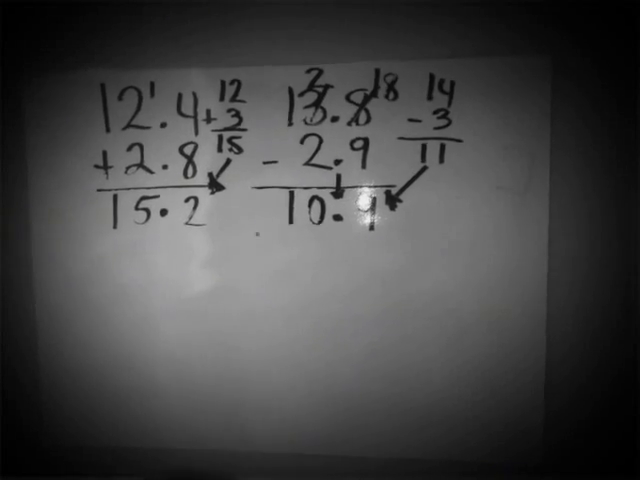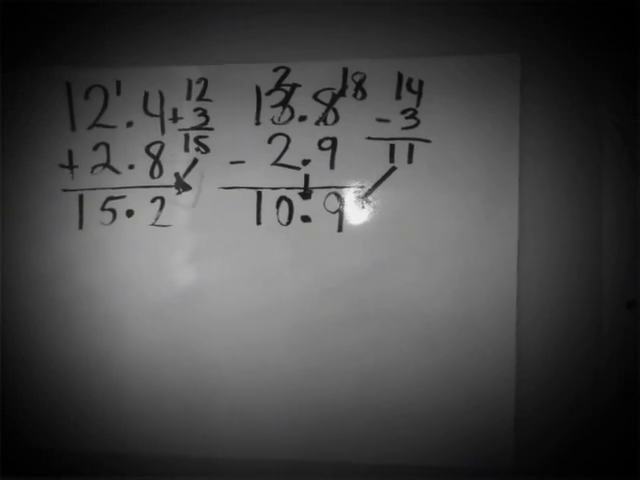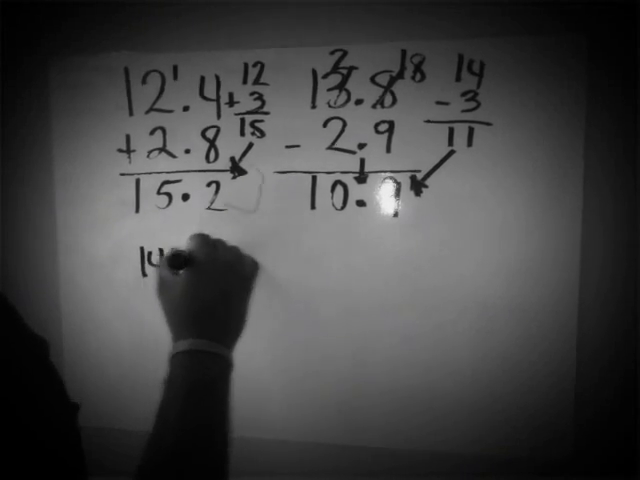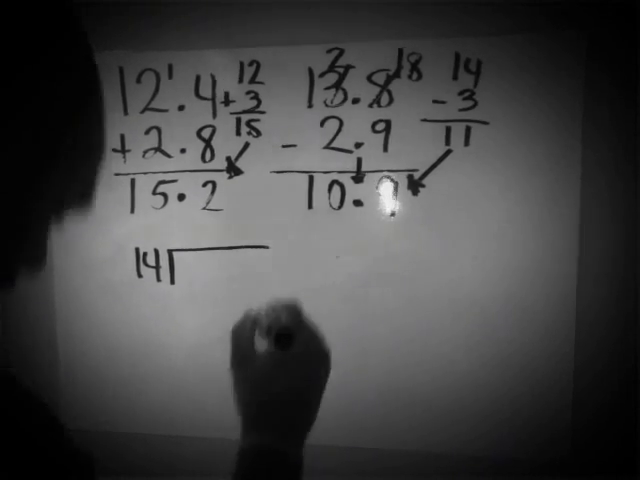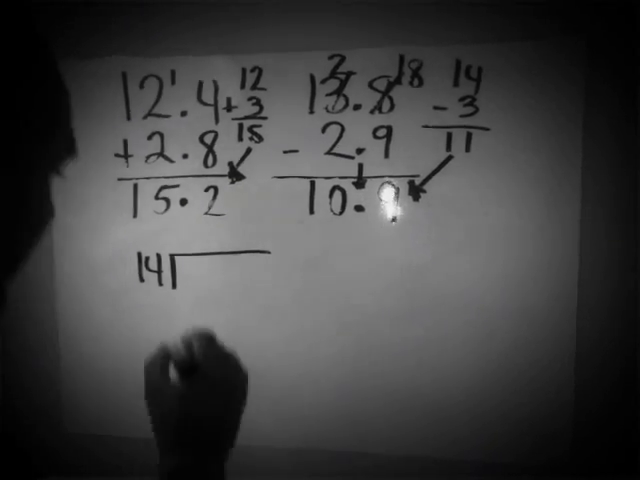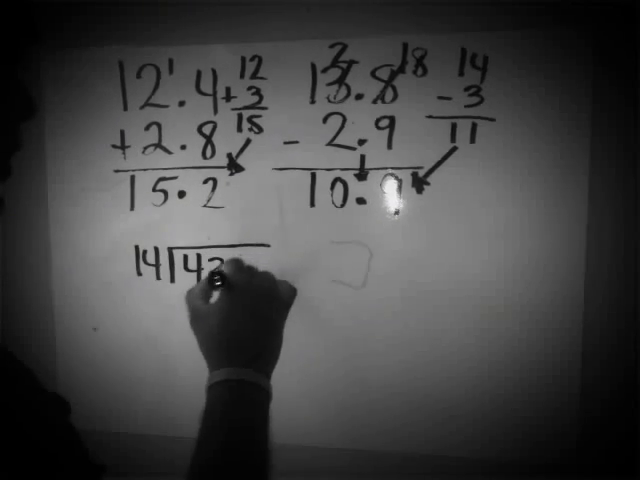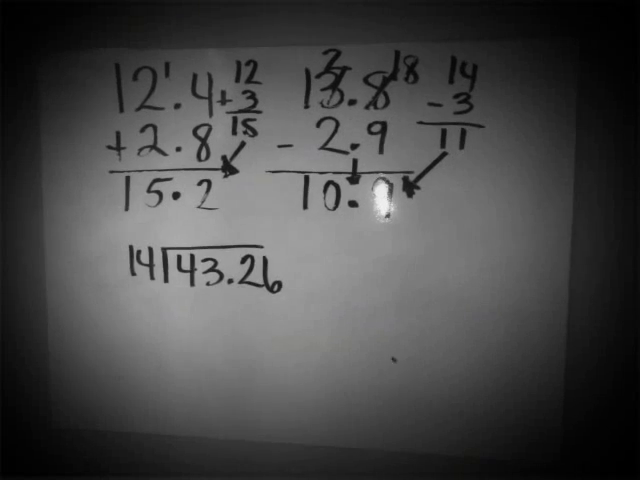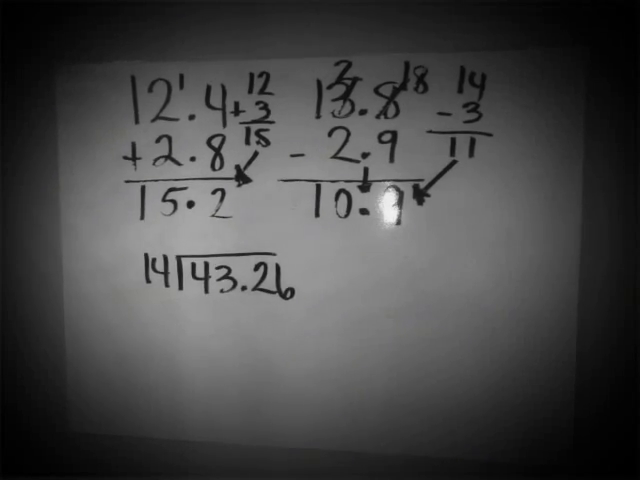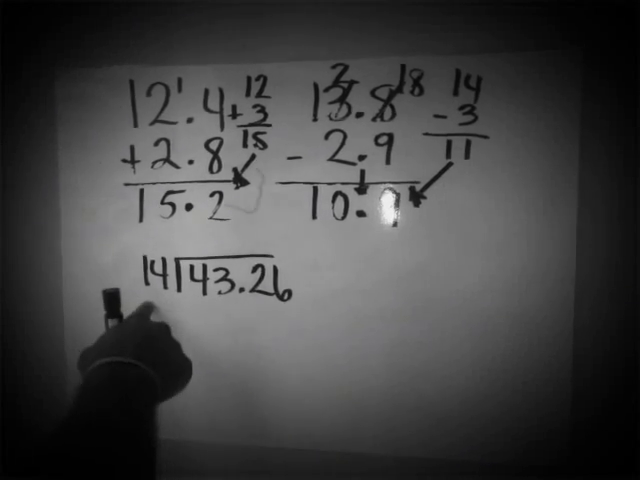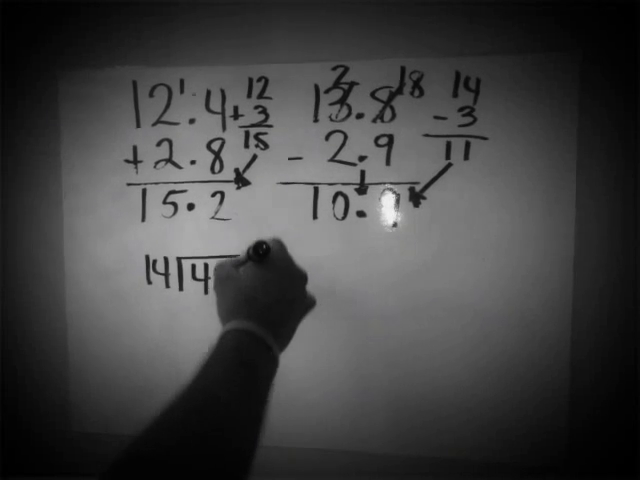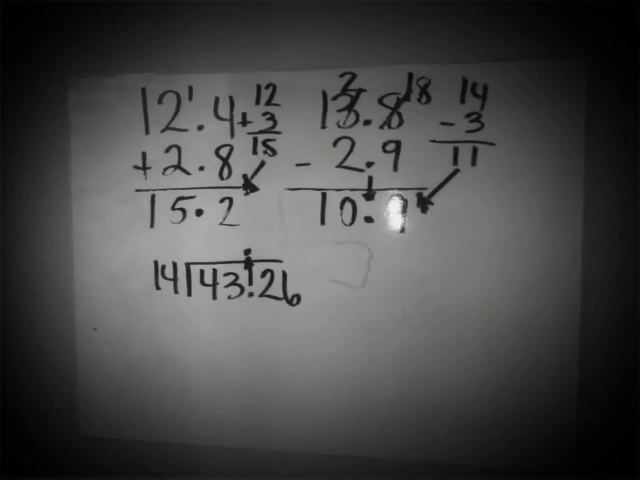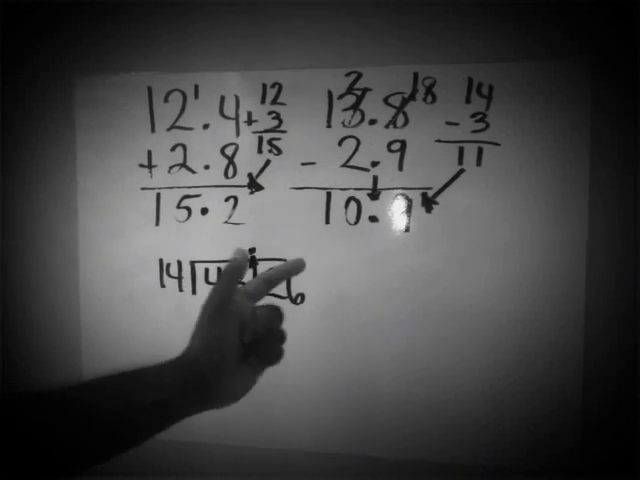So here's dividing. We're going to be dividing, let's say, 43 and 26/100 by 14. Now, when you're dividing a decimal by a whole number, the only process is to bring your decimal place value up within your quotient, which is your answer, at the top of the division bar.